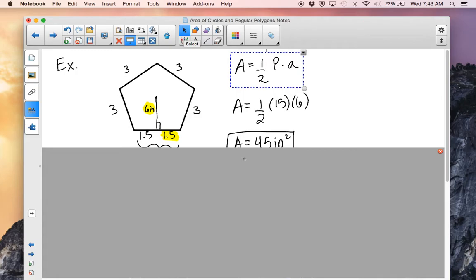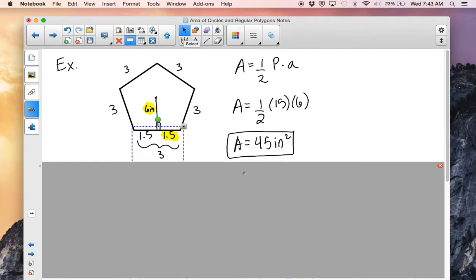Well, if I know that this part here is 1.5, well, that means this part here is also 1.5 on the left, which makes that whole bottom segment 3. And therefore, I know that's 3, and that's 3, and that's 3, and that's 3, and so on. So my perimeter ends up being 15. The apothem is given as 6. You just literally plug it in. You have area equals 1/2 15 times 6, the perimeter times the apothem, which gives you 45 inches squared.